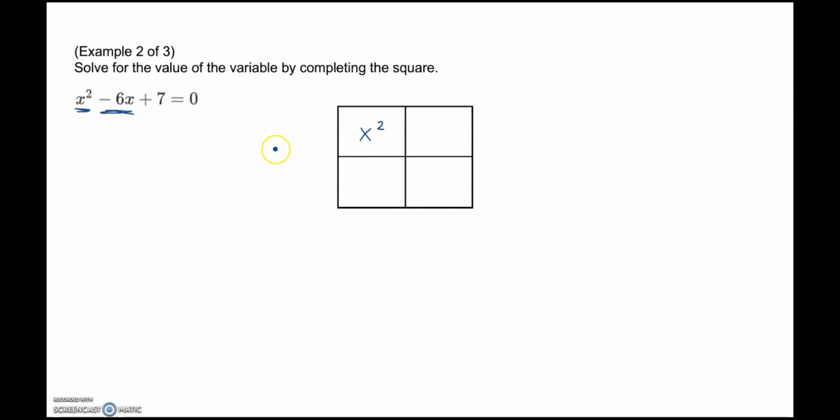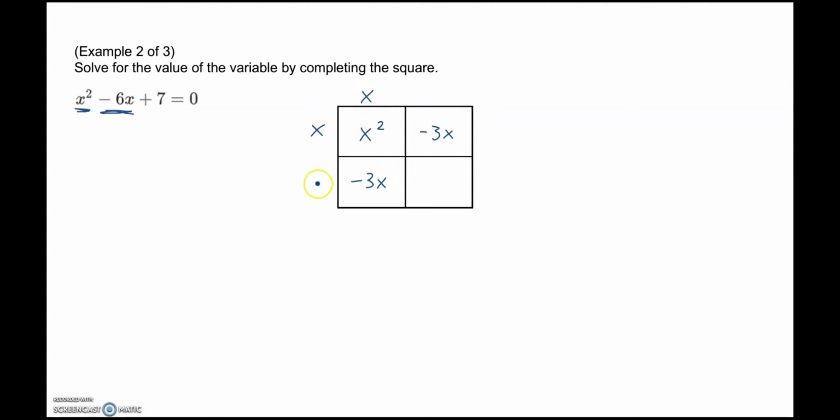What is half of minus 6x? Let's think about that for a second. Okay? It should be negative 3x and negative 3x because negative 3x plus negative 3x should equal negative 6x. Now that we've filled out these 3 boxes in our square, let's complete our outside. X times x is equal to x squared.